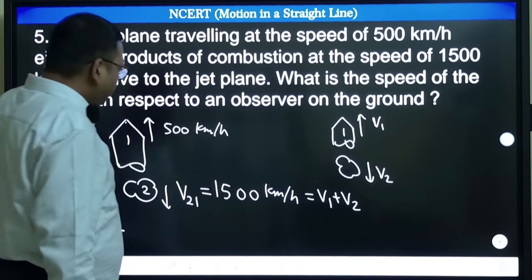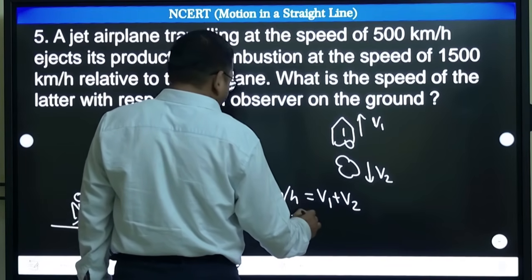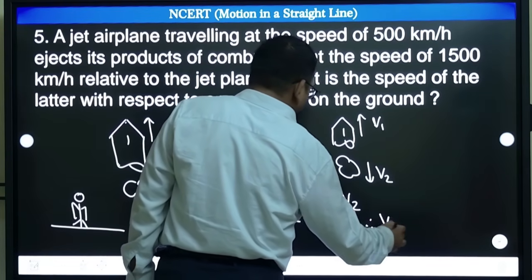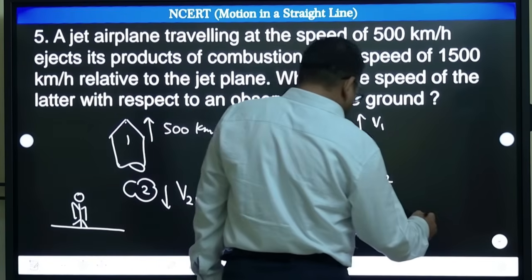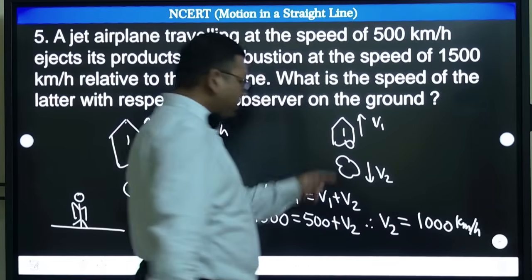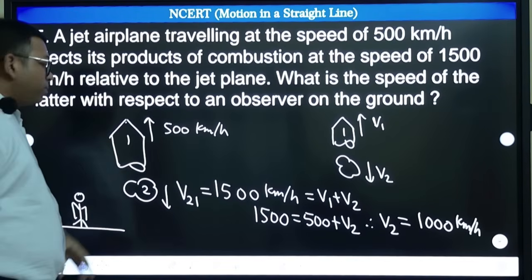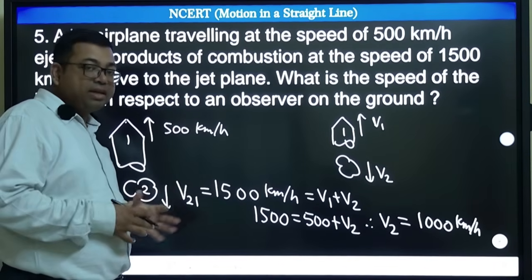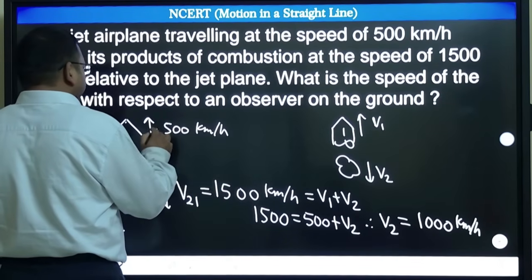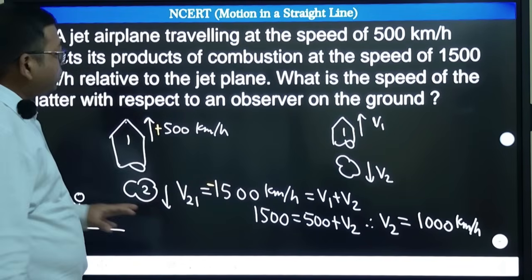Okay, so v1 is already given as 500. So from here, 1500 is 500 plus v2. So from here you can understand that v2 is 1000 kilometer per hour, and of course it is going downward, right? We are taking that it is going downward. So 1000 kilometer per hour you can write. Otherwise you can write with plus minus sign also, you can do the calculation. How? If they have given this as plus, let us use proper sign plus, then you have to use this as minus. Correct, you have to use it as minus.